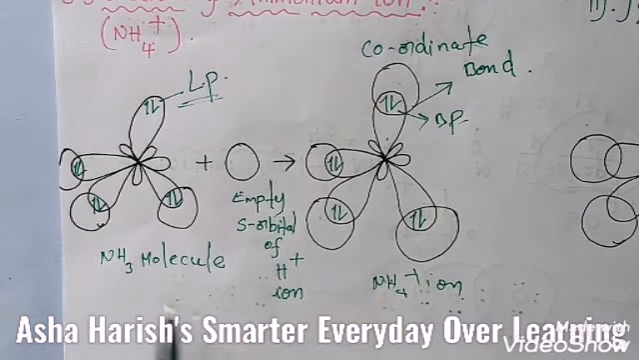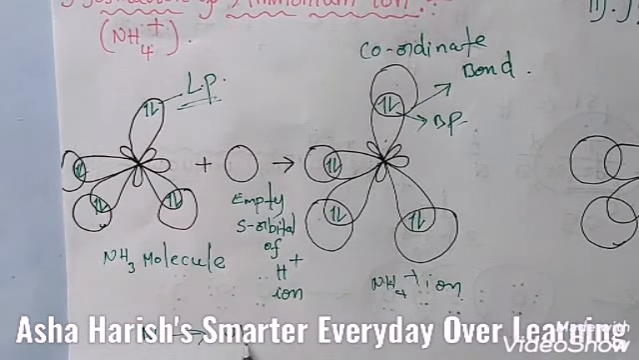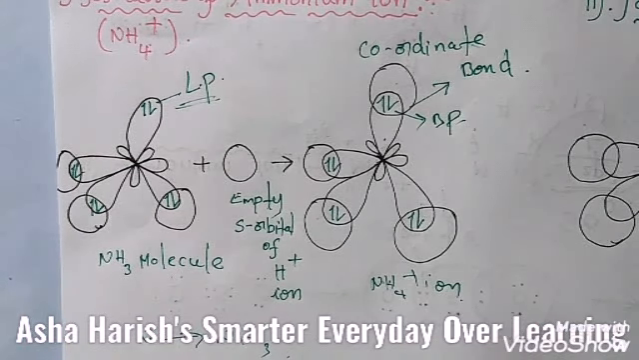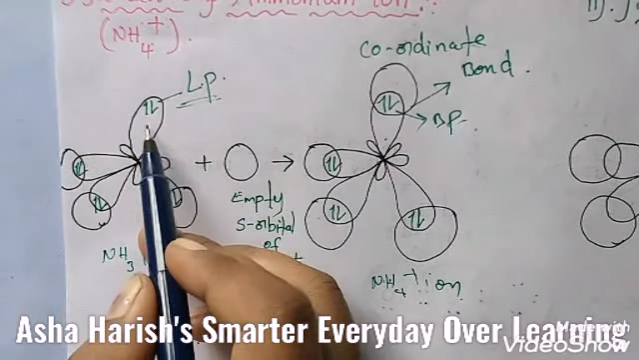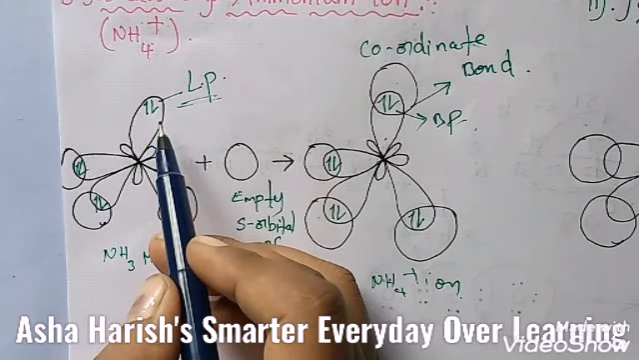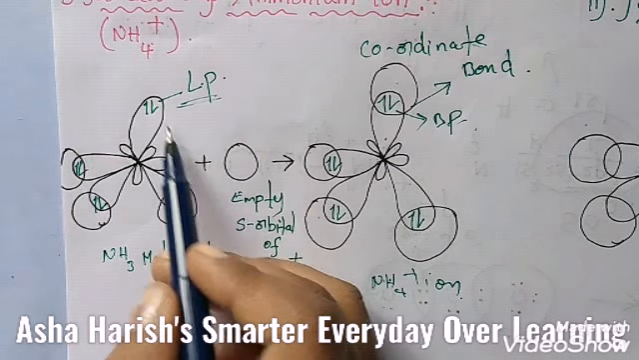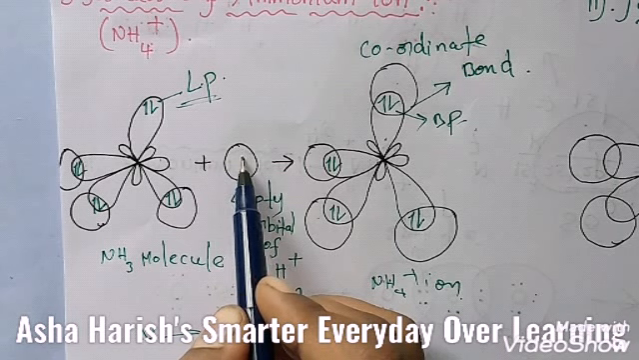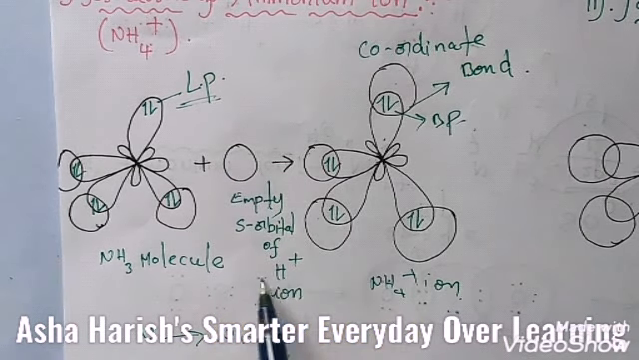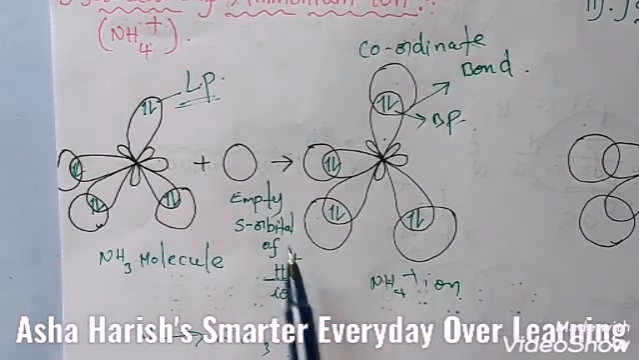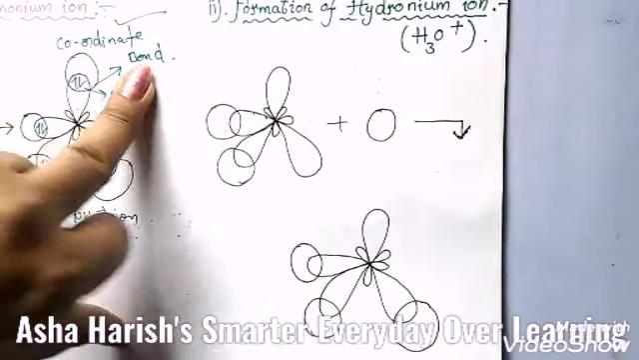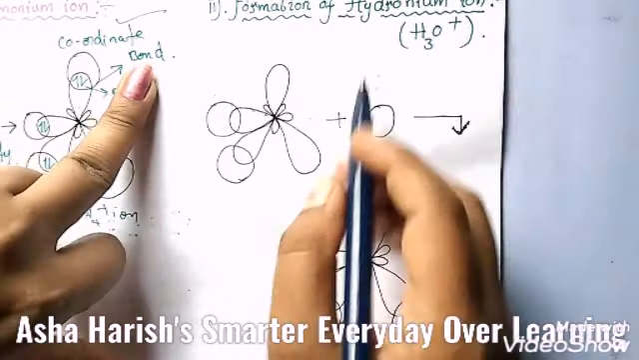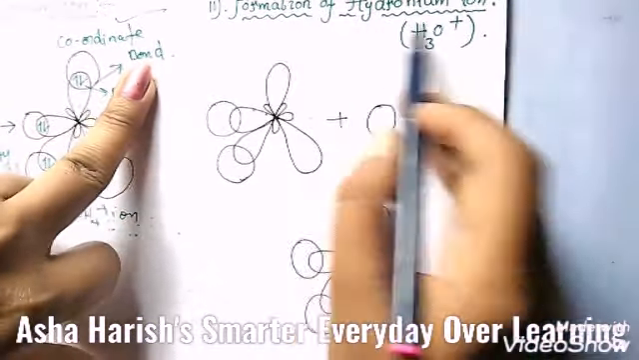Here the nitrogen atom in NH3 still contains one hybrid orbital containing a lone pair of electrons. This orbital containing the lone pair of electrons overlaps with the empty s orbital belonging to the H plus ion. Then a coordinate covalent bond has been formed here, just as shown in this diagram. Here we have a second example, that is the formation of the hydronium ion.